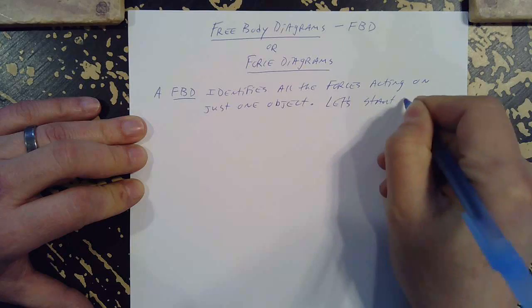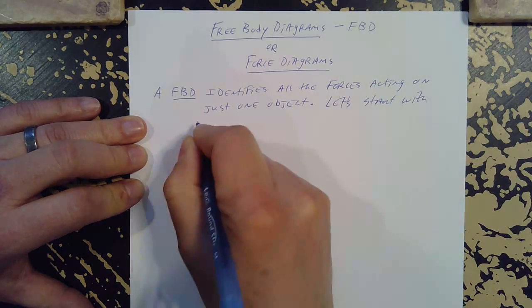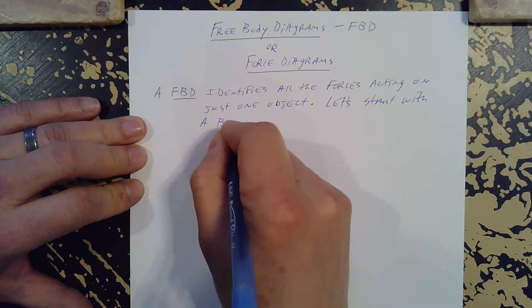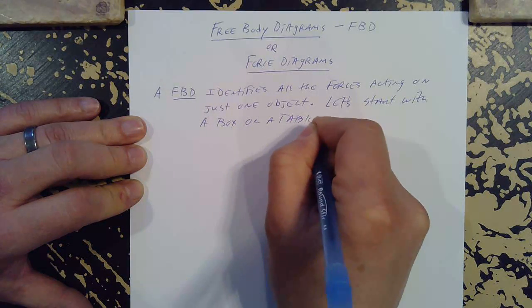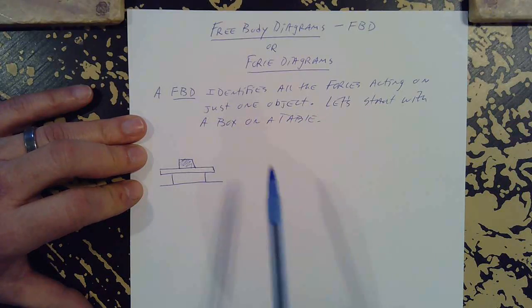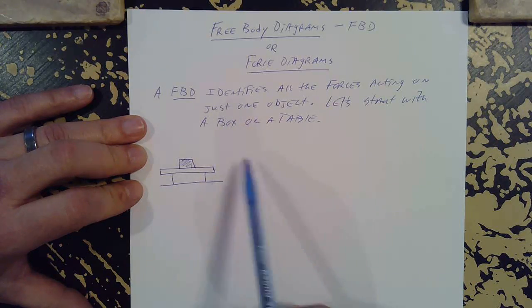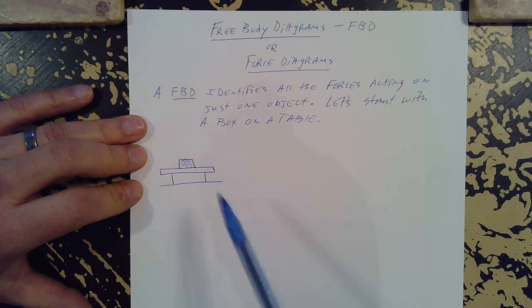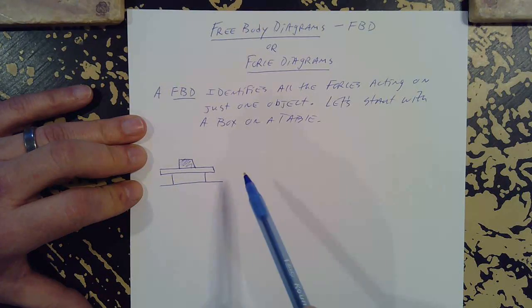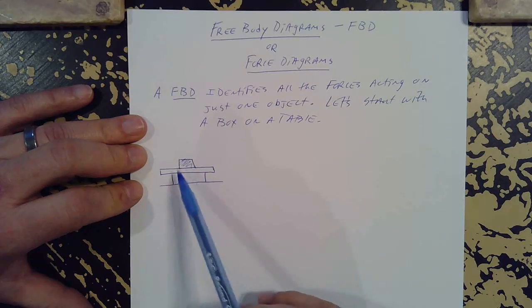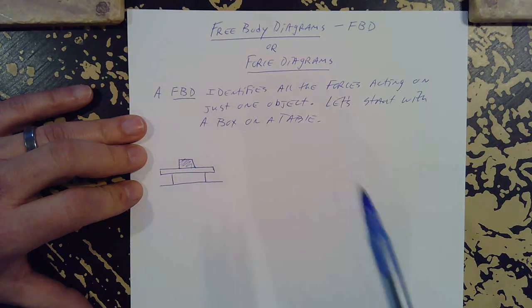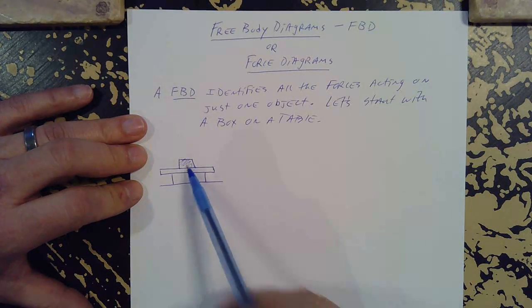Let's start with a box on a table. In any of these situations, the first thing we need to do is identify the forces that are acting on the object that we're talking about. So in this case, we're talking about the box on the table. So we want to identify the forces acting on the box.